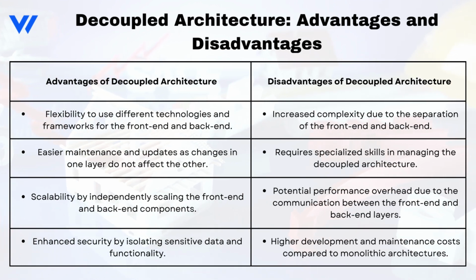Disadvantages of decoupled architecture. Increased complexity due to the separation of the front end and back end. Requires specialized skills in managing the decoupled architecture. Potential performance overhead due to the communication between the front end and back end layers. Higher development and maintenance costs compared to monolithic architectures.